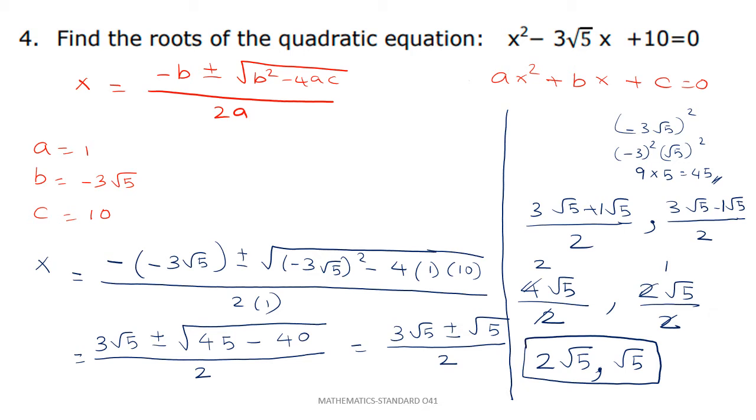So if you do the steps very carefully without making any mistake, like in this step, then here, then you may reach the answer easily, children. So the answer is 2 root 5, comma root 5.